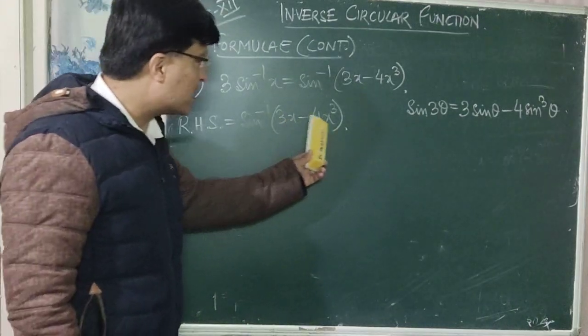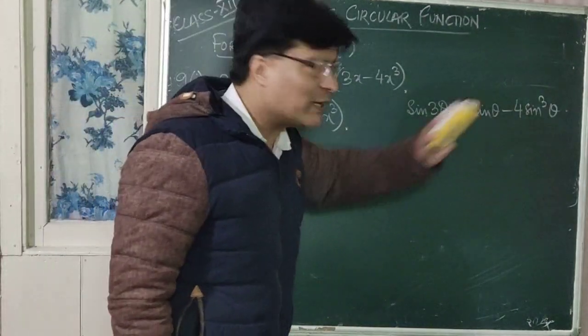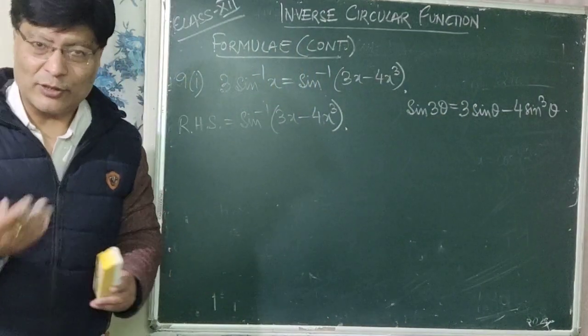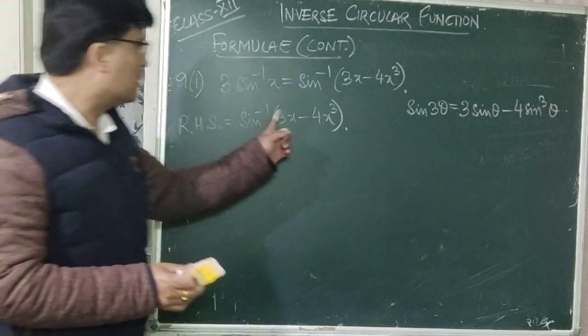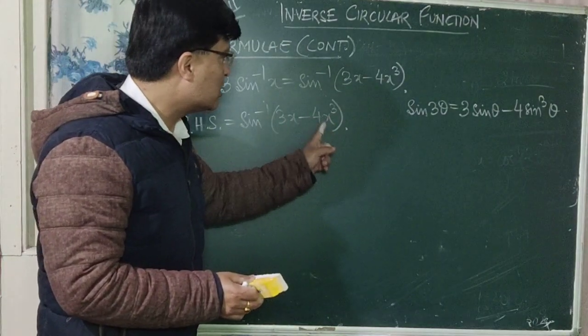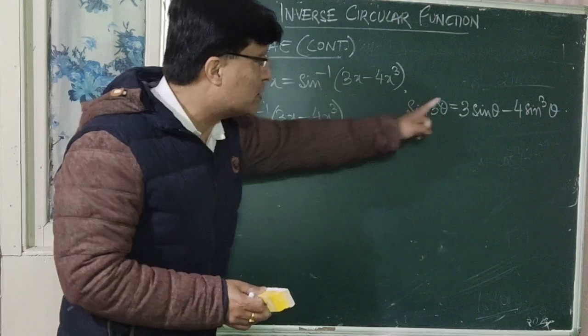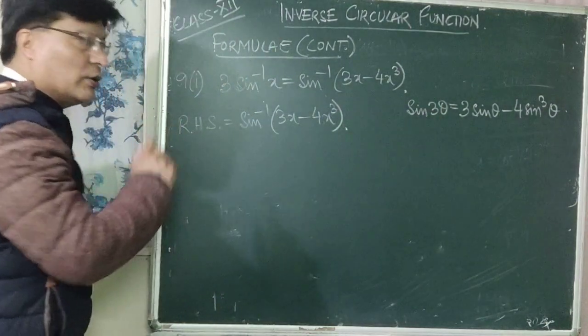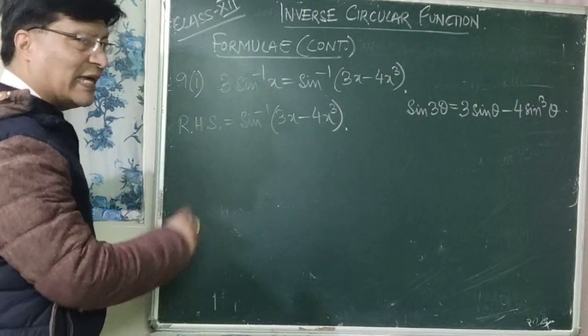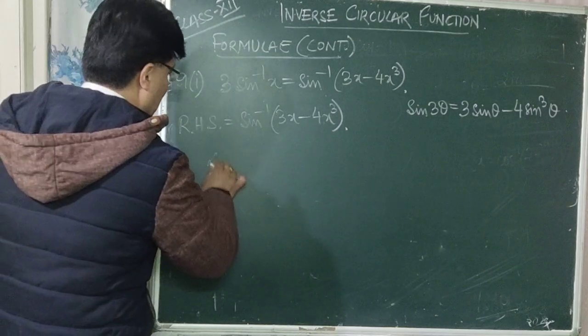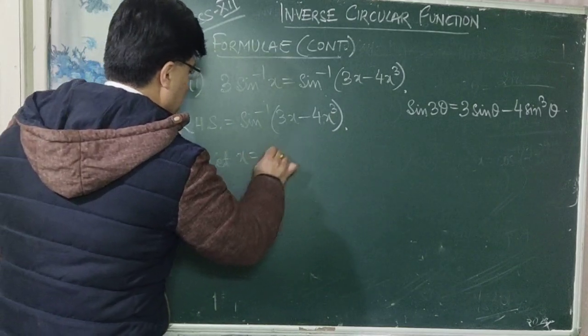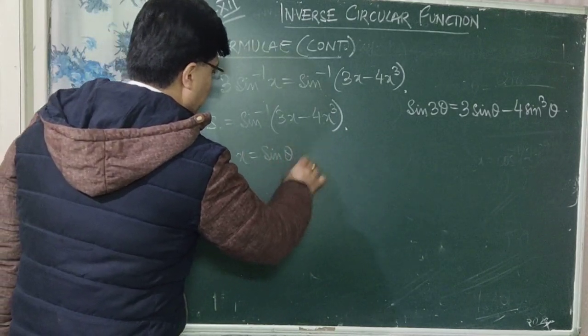So what should you put for x? From that formula, 3 sin theta minus 4 sin cube theta, we should put x is equal to sin theta. So now we will put x is equal to sin theta. Let x is equal to sin theta.